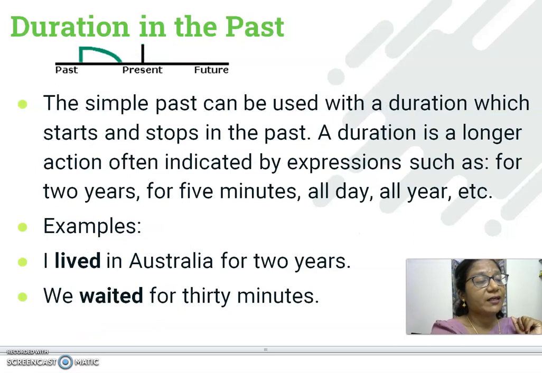The third use is here, the duration in the past. So an action would have got completed, but the duration is a longer one. The simple past can also be used with a duration which starts and stops in the past. A duration is a longer action, often indicated by expressions such as for two years, for five minutes, all day, all year, etc. Here we have two examples. I lived in Australia for two years. Probably when I say this sentence, I refer to the fact that I was living in Australia for two years. We waited for 30 minutes.